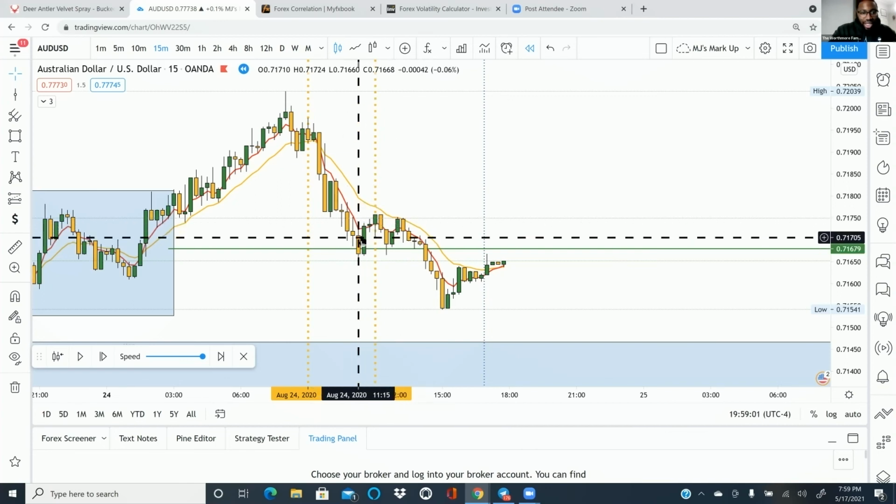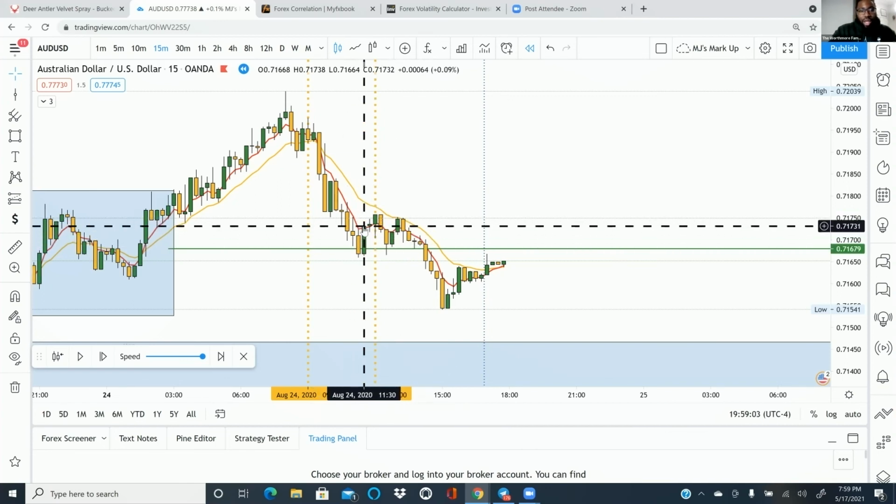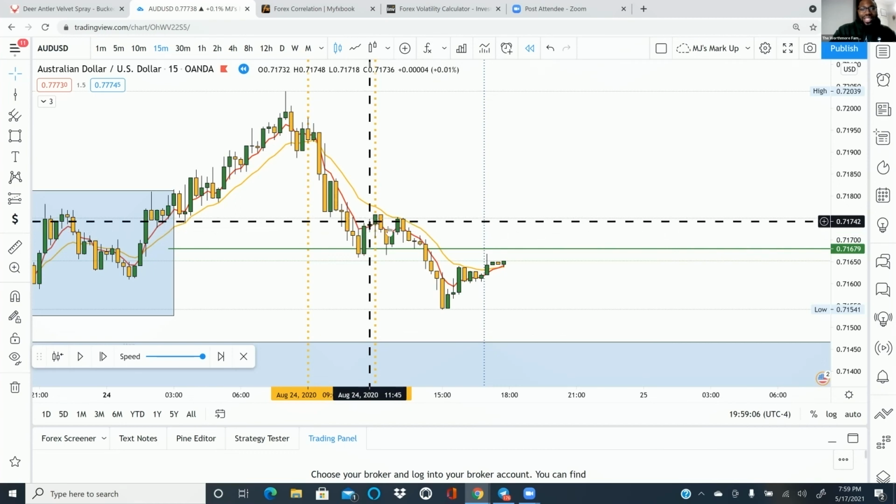Okay. The reason I wouldn't take this trade right here is because I would only see this as a first leg. I would need to see a second leg in order to get in, because I'm only taking position on the second leg of any given trade.